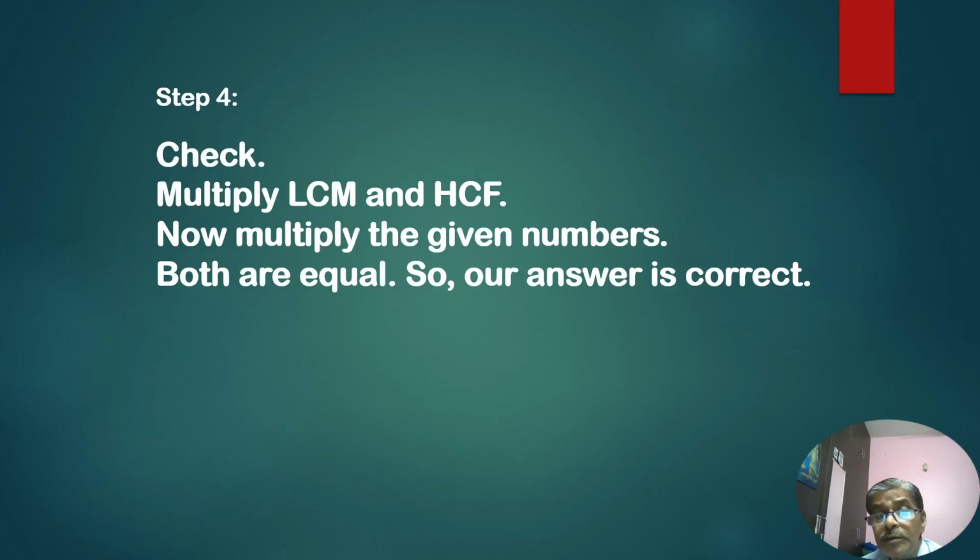So in the checking part, that is the last part of GMFC, we will check whether we have multiplied LCM and HCF, and now we will multiply the given numbers also. Both should be equal, and we will also check what is given in the problem, what is the method that we followed, and how we arrived at the answer.